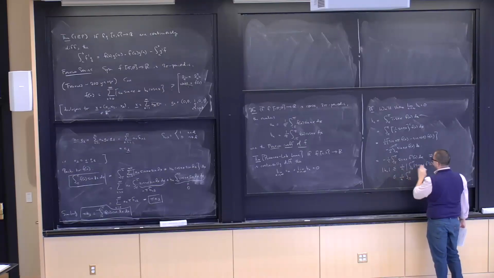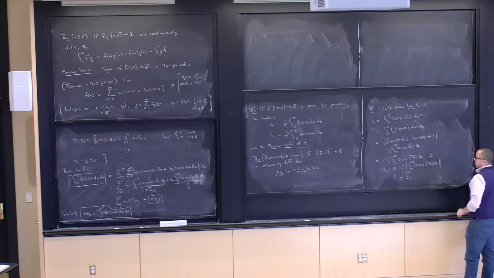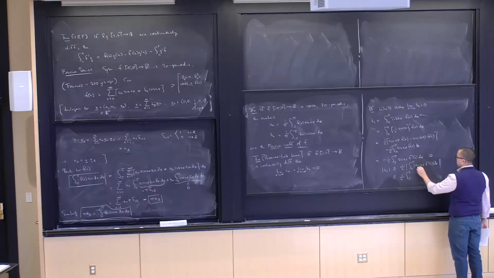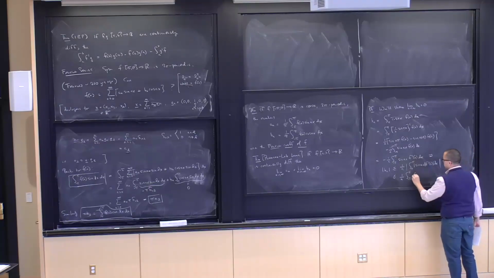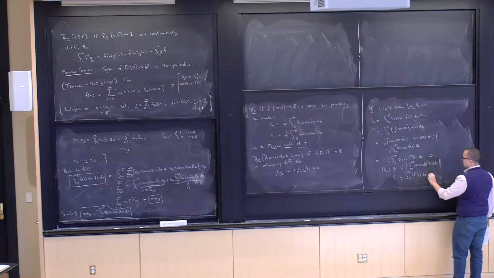So in fact, before when I had the absolute value outside, it was an equality, but now it's a less than or equal to, an inequality. So now sine of nx is always bounded by 1, so this is less than or equal to the integral of f prime of x dx.